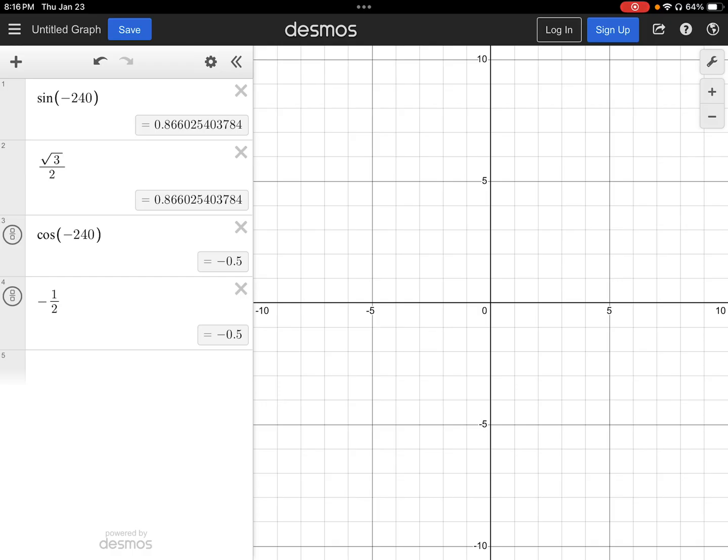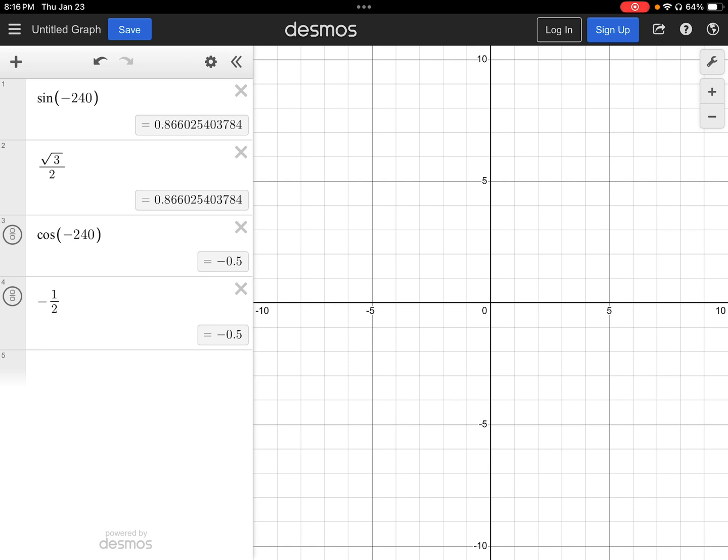But we got that the sine of negative 240 is root 3 over 2. And hey, look at that. It's the same thing. What if you put the cosine of negative 240? Your calculator will give you negative 0.5, which is, oh, but we got negative a half when we just worked through this, which is the same thing.